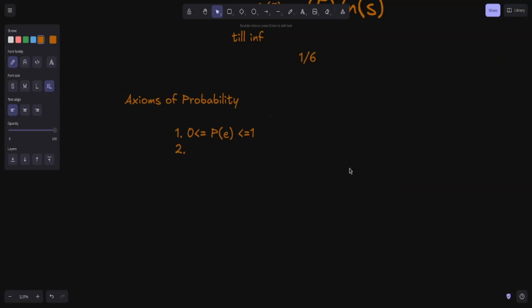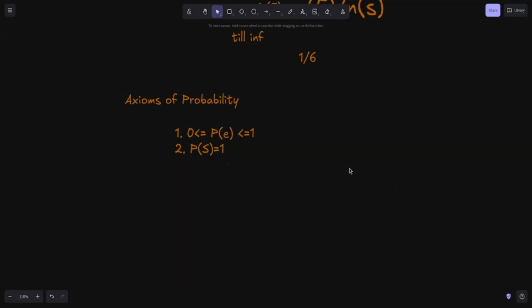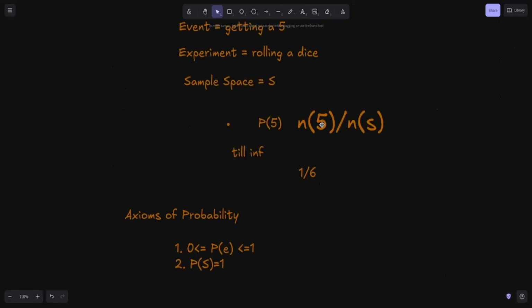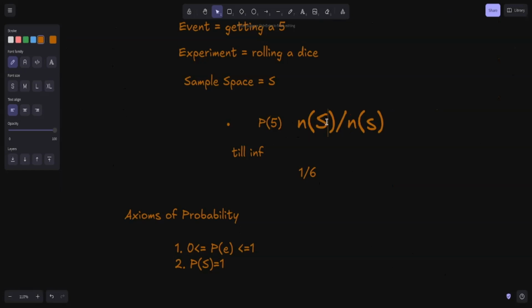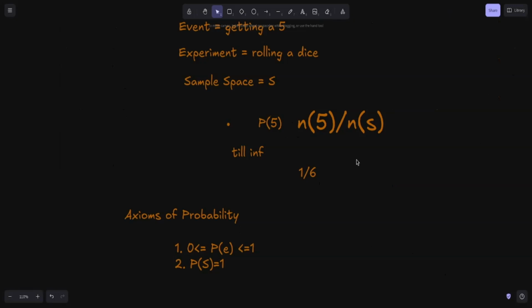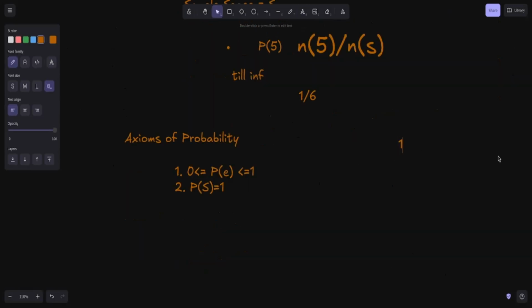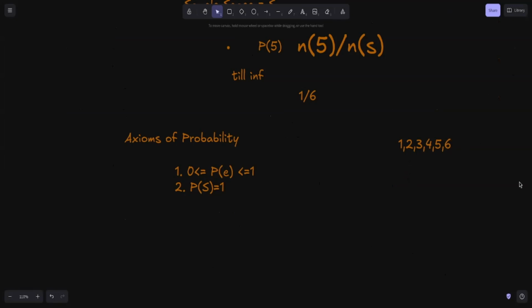Okay, second, it always says the probability of sample space will always be 1. What does it mean? Probability of sample space means what? See, you know everything is in the sample space, right? So let's say your sample space is 1 to 6. So in this case, using this formula, n(S) by n(S) is 1, but what I mean to say is that let's say we have all the cases, 1 2 3 4 5 6, and I tell you what is the probability of getting a number between 1 to 6. It is always probable. That's why P of S is equal to 1.